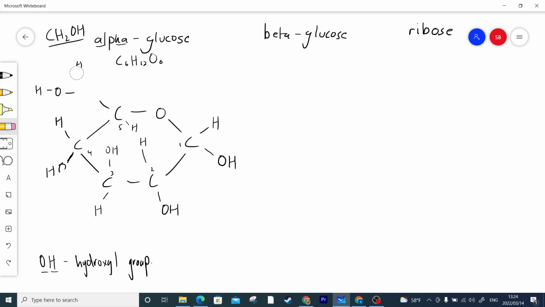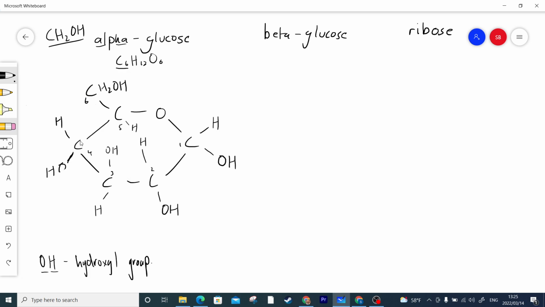And in your drawings, in your IB exam, you can condense this section as C. Make sure it's joined to the C, not to the H. CH2OH. That's the 6th carbon over there. That's what gives us C6.